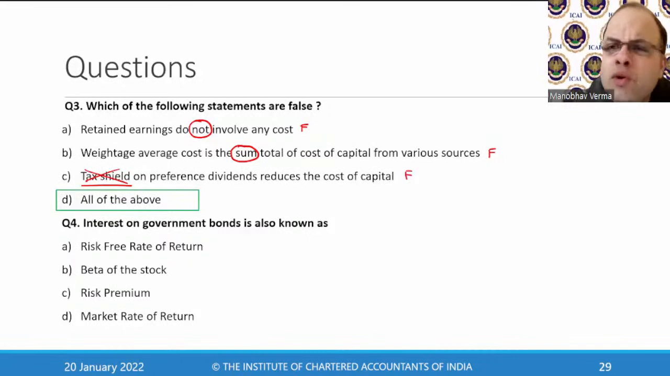Okay, so what about question number 4? Some students have already given me the answer for question number 4, but the answers are different. Some of you are saying A, some of you are saying C.